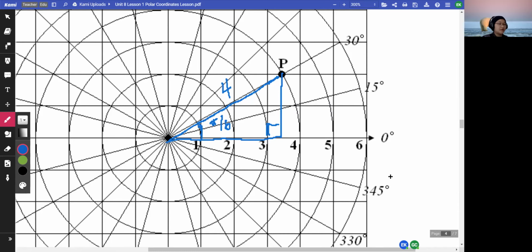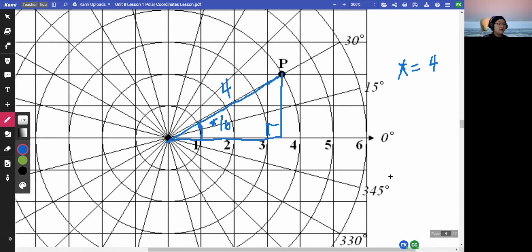So x equals what? x is going to be, so when I'm thinking of the unit circle, this is a 4 unit circle, so I want to multiply this by 4. The x is going to be 4 cosine theta, 4 cosine pi over 6.